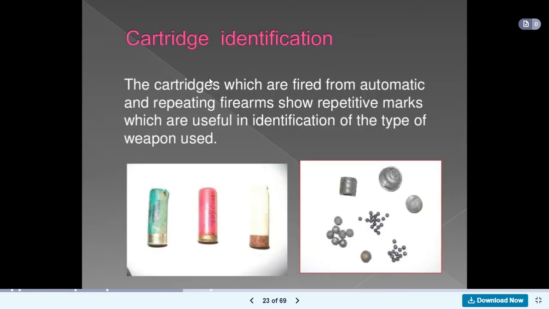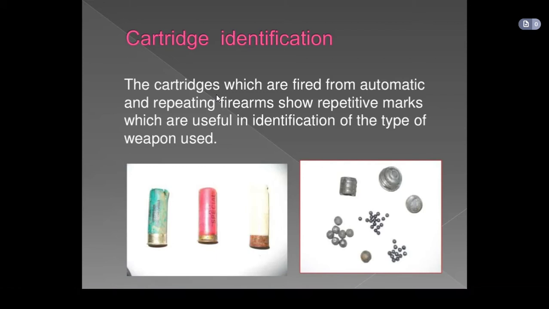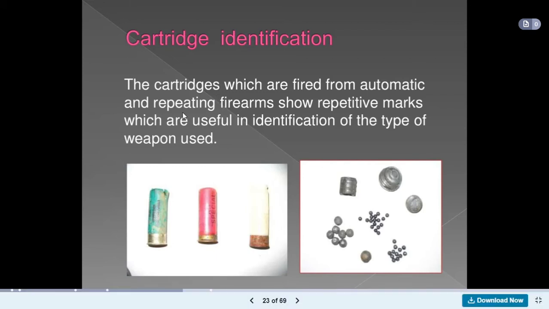So, cartridge identification. Cartridge identification is for those which are fired from automatic and repeating firearms. Repeating firearms show repetitive marks, meaning repeated markings which are useful in identification of the type of weapon used. So why is it important? Because it is useful in identification of the type of weapon used.